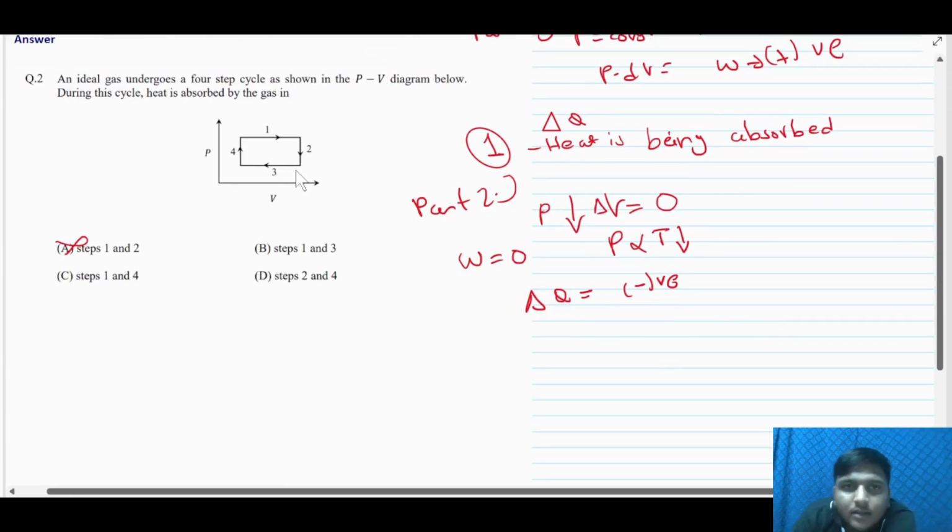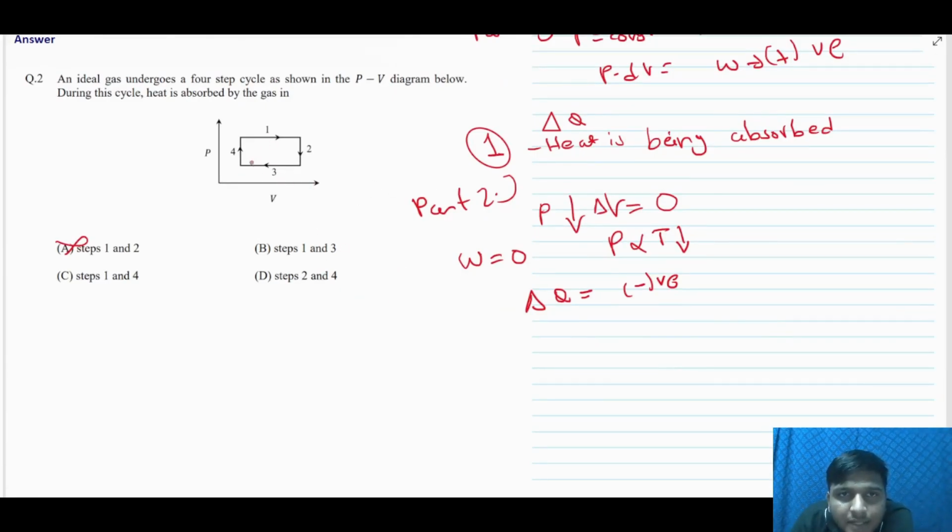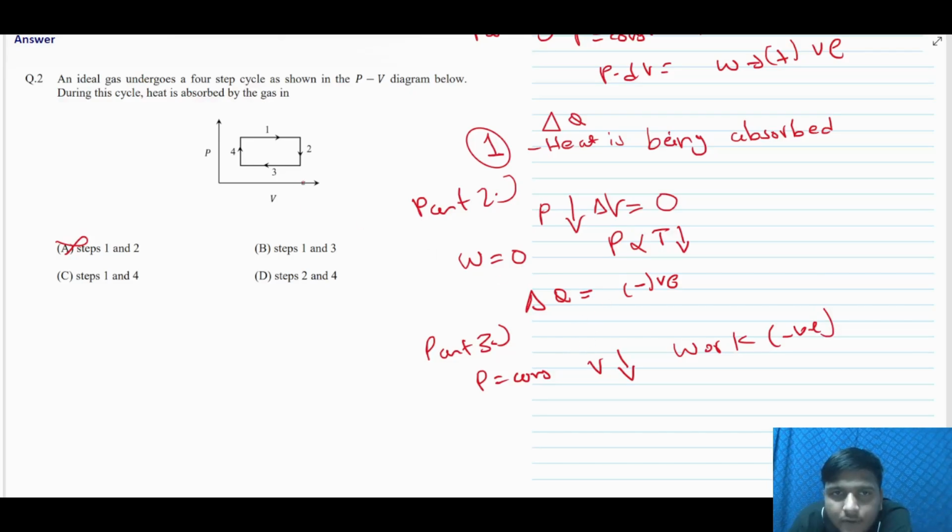For part 3, again our pressure is constant. P is constant, V is decreasing, and the work done is obviously negative because we can see volume is decreasing here. And as volume is decreasing, volume is proportional to temperature because it is also an isobaric process. Using PV equal to nRT, when pressure is constant, V is proportional to T.